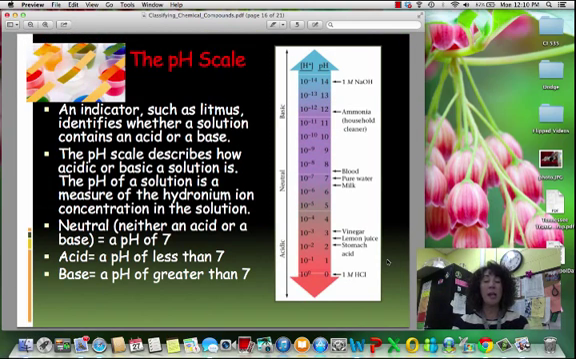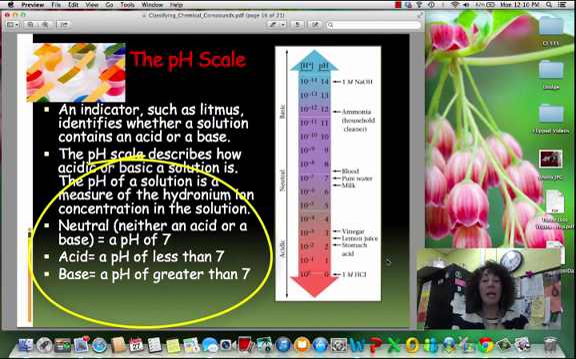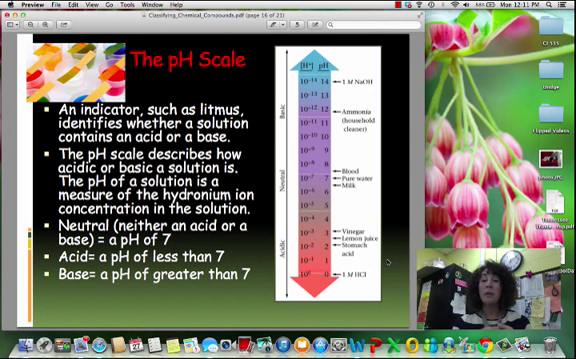Okay, so that pH scale I mentioned earlier. We can use an indicator, such as litmus paper or pH paper, to identify whether a solution contains an acid or a base. And all the pH scale does is describe how acidic or basic that solution is. So if the pH is less than 7, we have an acid. If it is greater than 7, we have a base. And if it is around 7, we have a neutral substance. And so take a look at some of those things that are neutral. Milk, water, your blood. Those are all things that fall in that neutral zone.